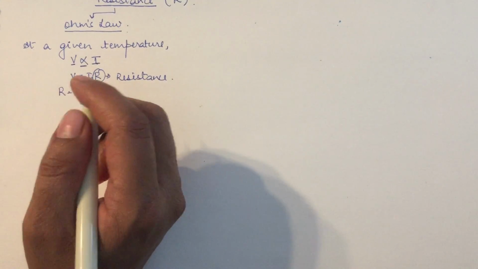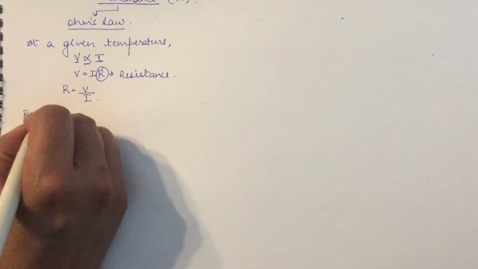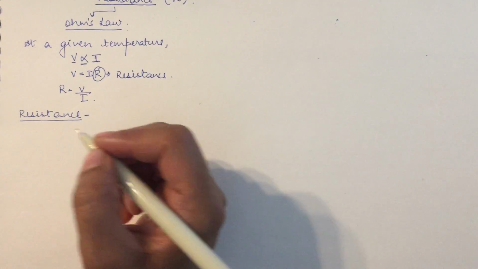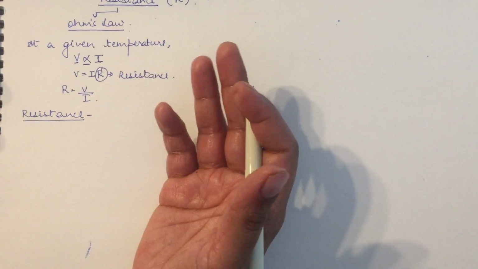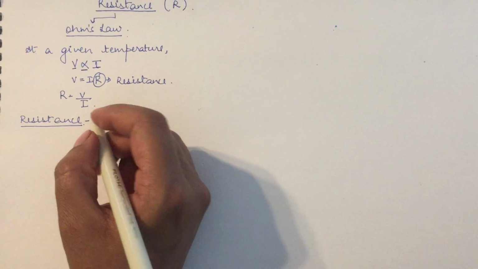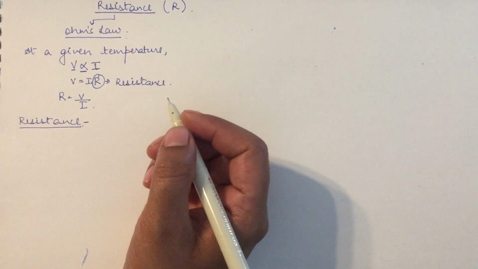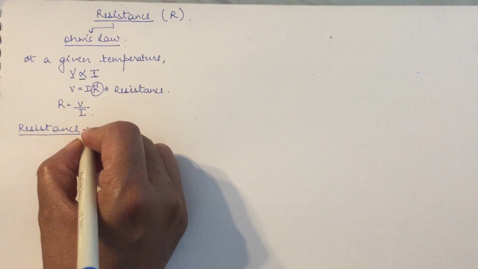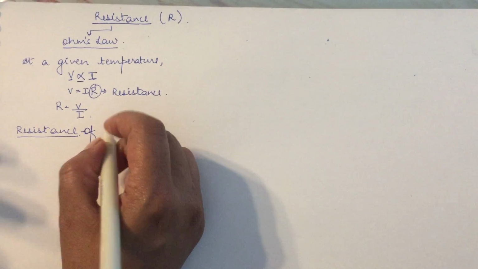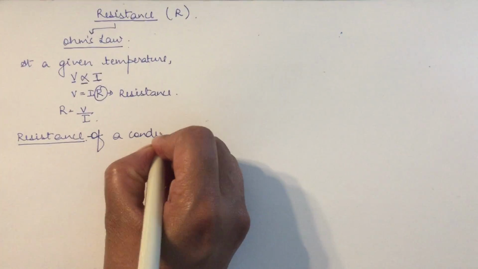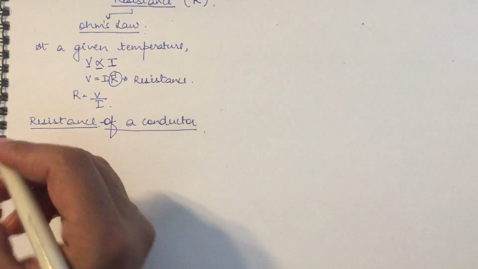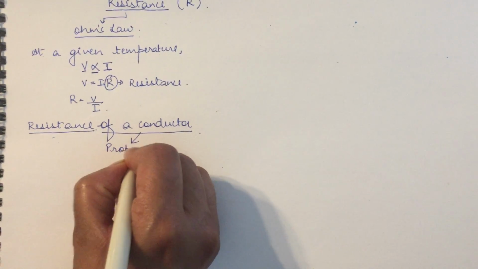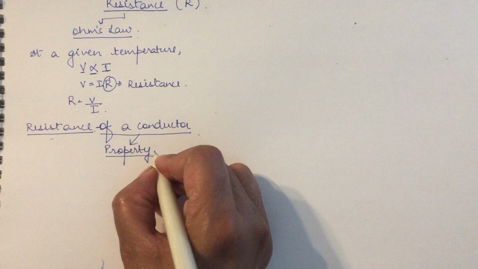Now, to understand the meaning of resistance, we have all been studying in English that resistance is actually a position or to obstruct something. So here, if we talk of the resistance of a conductor, then it is its property. The resistance is actually the property of this conductor. So what is this property?